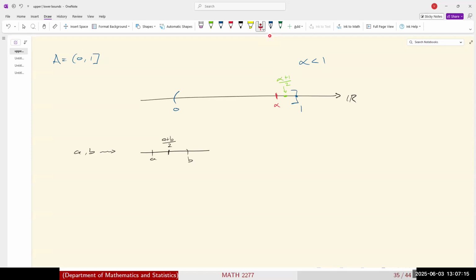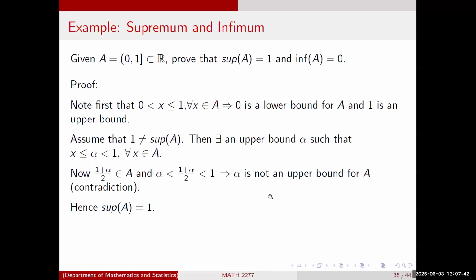Notice that this new element that I have generated, (alpha plus 1) over 2, belongs to the interval, right? It is less than 1 and it is bigger than 0. Therefore, this element belongs to A. So what did I do? I have generated an element belonging to A which is bigger than an upper bound. That should not be possible. Okay, so that's the idea of this proof.